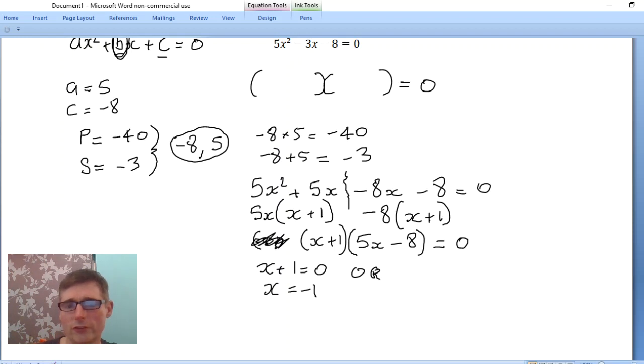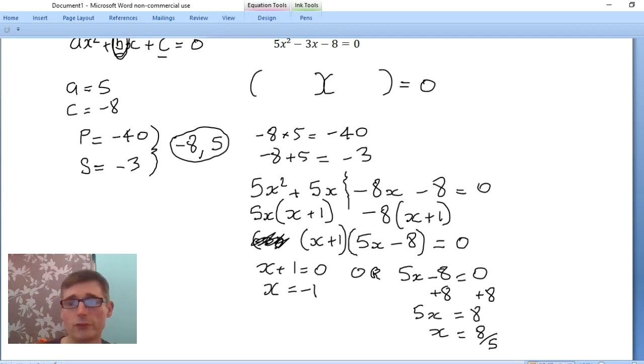Or the alternative is that the second bracket is equal to 0, and that would mean 5x minus 8 equals 0. We've got a little mini linear equation here we can solve. We can add 8 to both sides. So we end up with 5x equals 8. Then if we divide both sides of this equation by 5, we end up with x equal to 8 over 5.